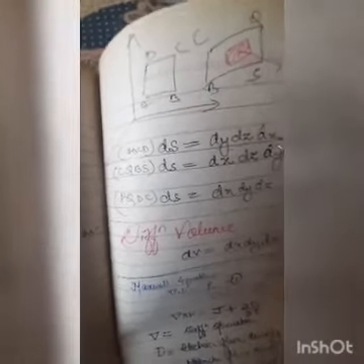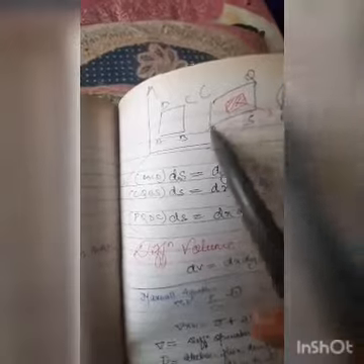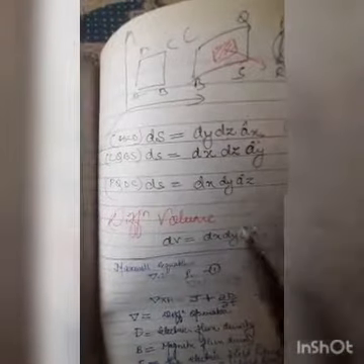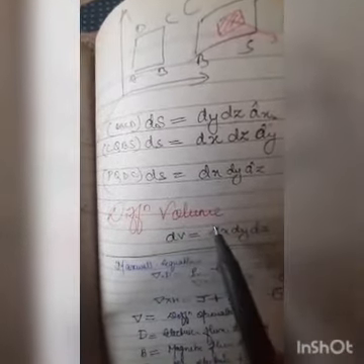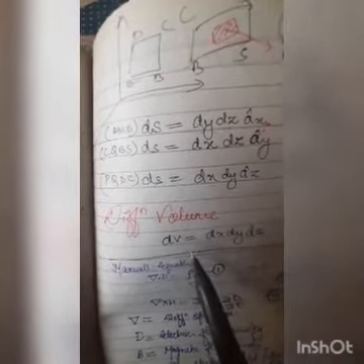Similarly, for CQBS, it shows a surface of dx and dz, so dx dz with the opposite unit vector ay. For PQDC, the surface will be dx dy az. And for the volume, x, y, and z are all taken in differential form, so dv is equal to dx dy dz.